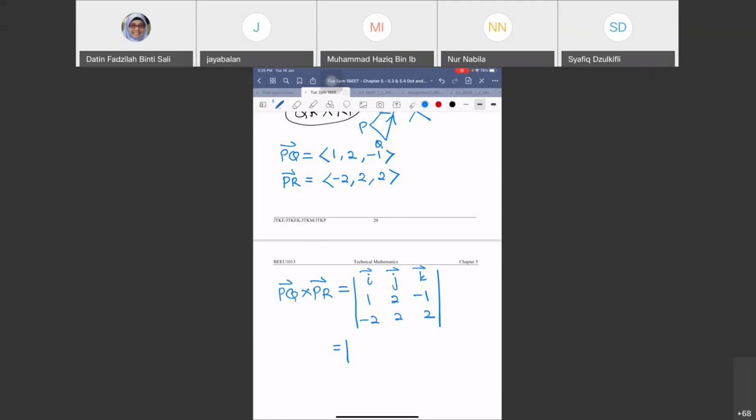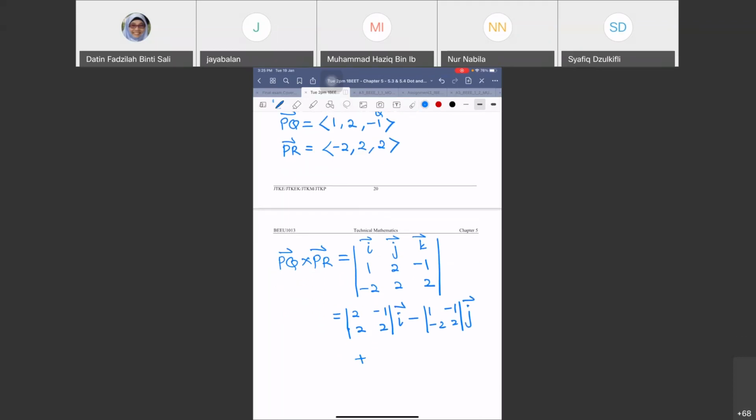For the i, you cover the first column, so it will be the minor: 2 minus 1, 2, 2. That is the 2 by 2 determinant for i. Minus, another 2 by 2 determinant, cover your j column: 1 minus 1, minus 2, 2 for the minus j. And then plus, the last one, you cover your k column: 1, 2, minus 2, 2 for k.